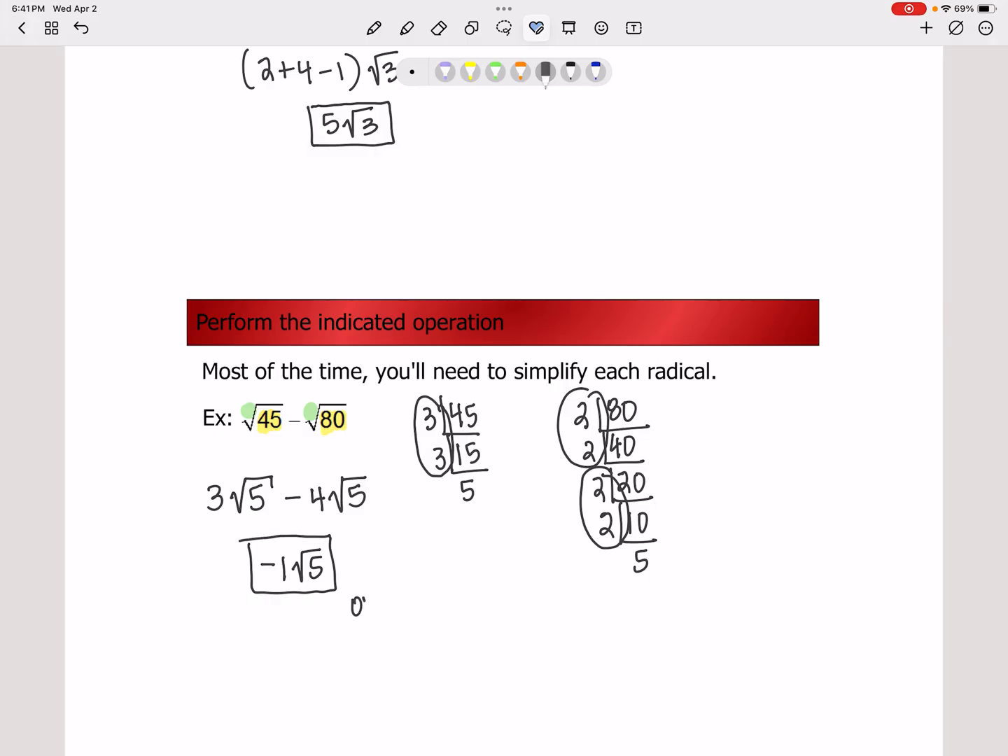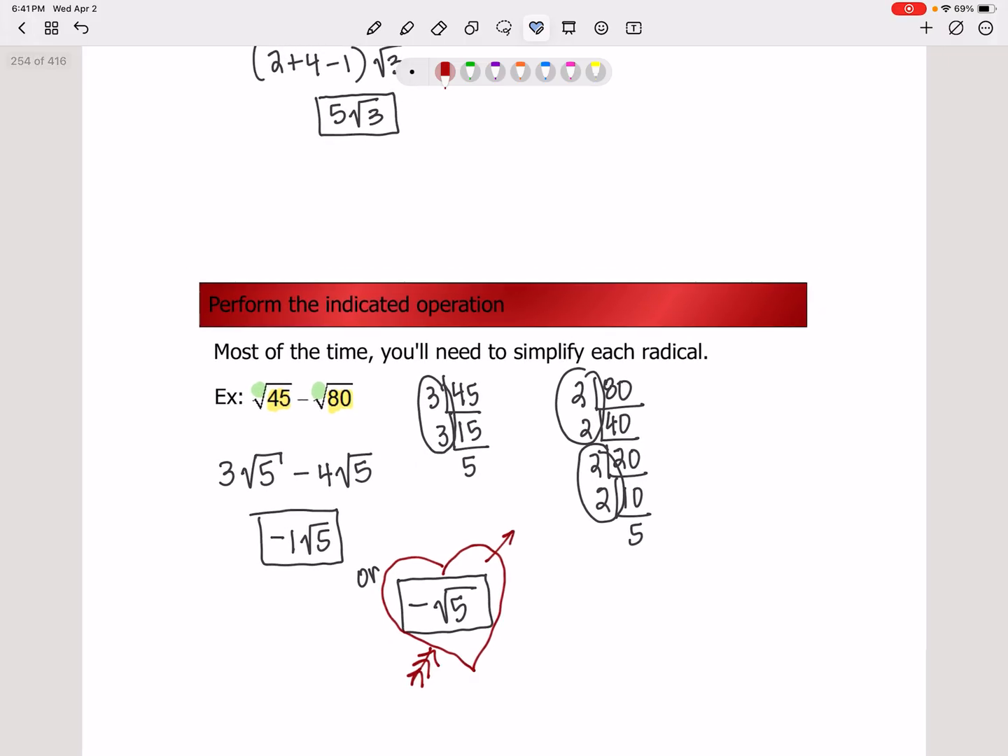Now, we can write it negative 1 times the square root of 5, or we can just write negative square root of 5. Either one of those is correct. The second one is probably the one that will be most common. So I'm going to put a little heart around that one. That's going to be the way you would probably see it in a textbook or on an answer key.